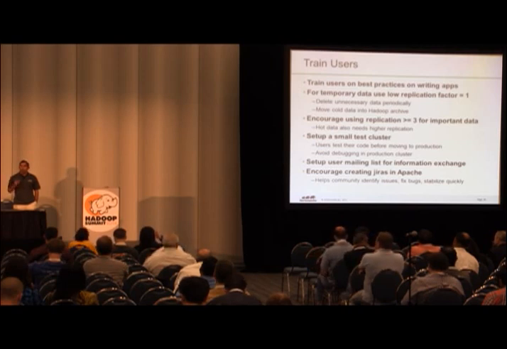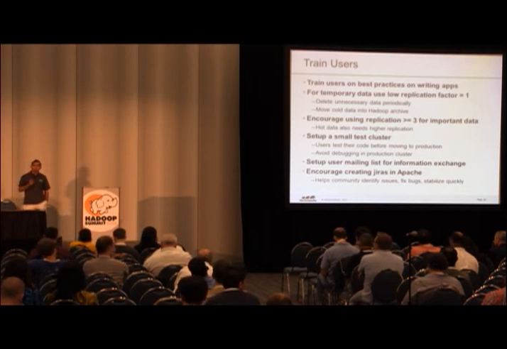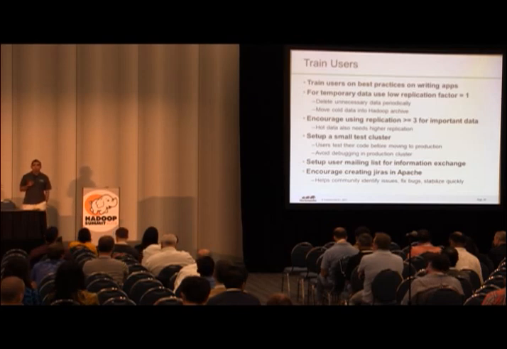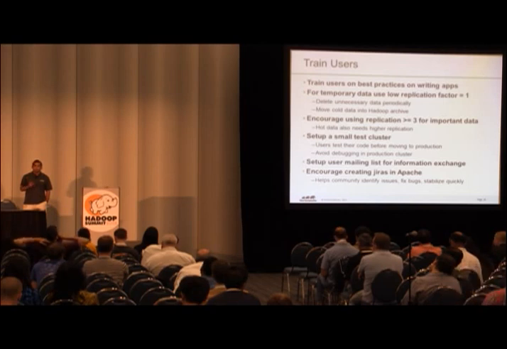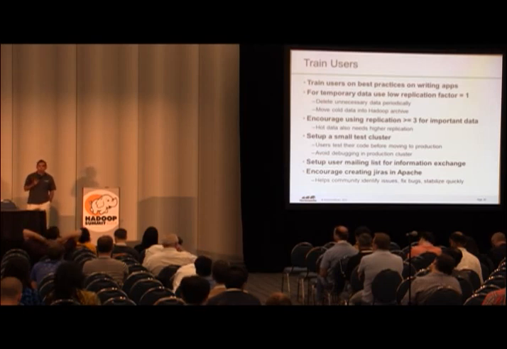Set up a user mailing list within your company so that your users can exchange information, learn about problems instead of everybody discovering problems during upgrades and things like that. That information exchange helps in identifying problems quickly and reacting to it. Also, encourage your users to create Apache Jiras and participate in the community. That way, the community overall benefits from the issues that are found, the suggestions that are there.